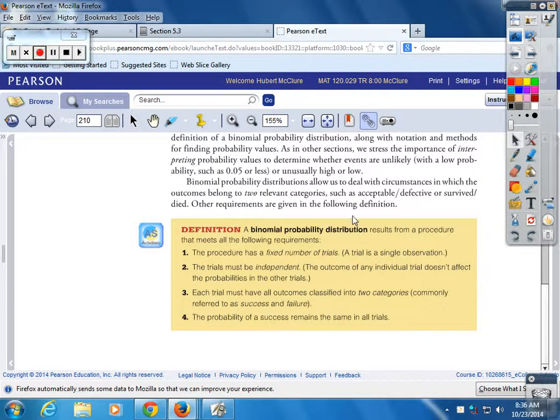And you don't have to write each one of those down word for word. You can shorten them if you need to.